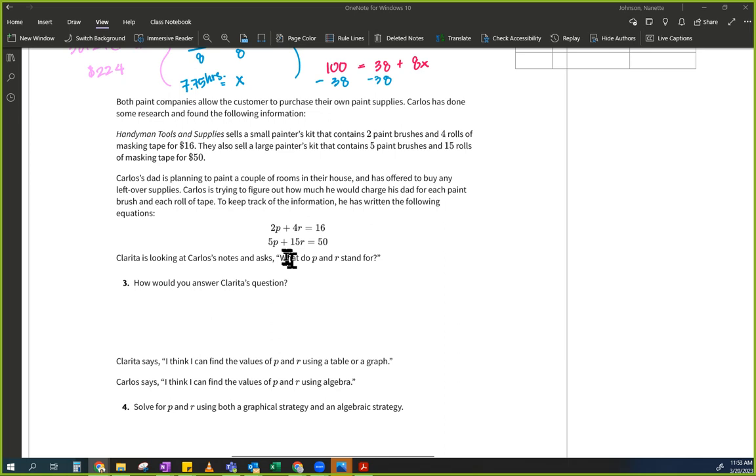Take a second. What does the 2P mean? What does P mean? Any guesses? What do you think P means? Yeah, paintbrushes actually. So P means paintbrushes. What does R mean? Very good. Rolls of tape. So this is talking about the 2 paintbrushes. So here, let me highlight for you. This guy is talking about this guy, right? Versus this guy is talking about the second equation. Everybody so far so good?